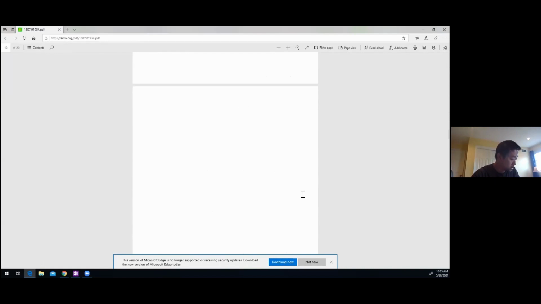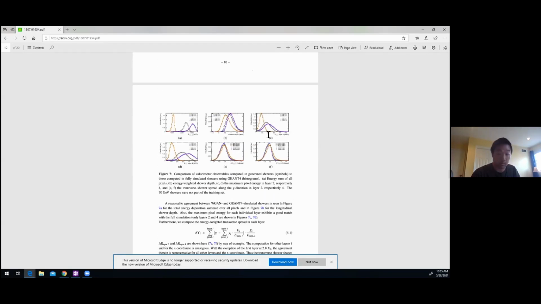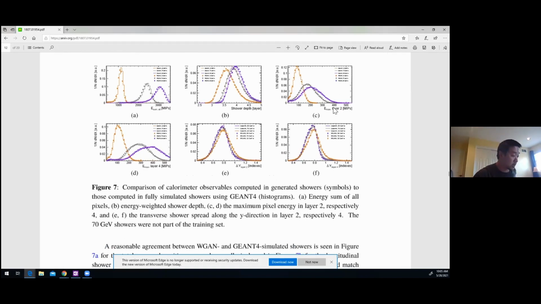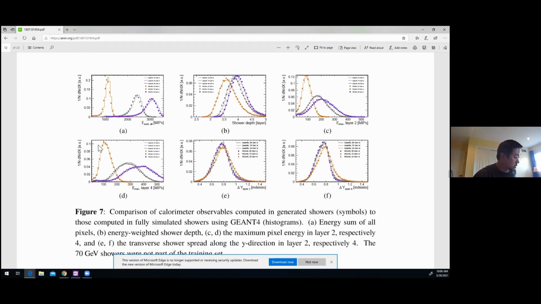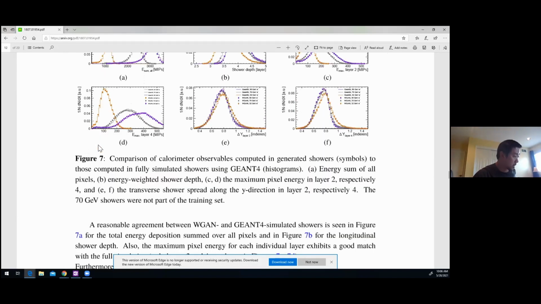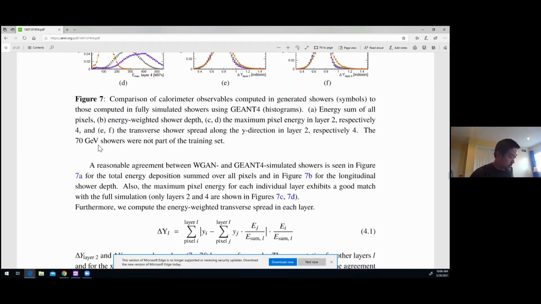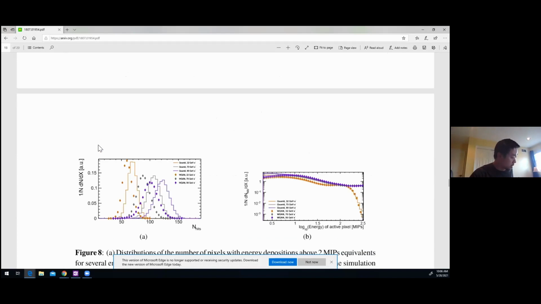I don't know why it's not loading. Yeah, but here, let me zoom in. They don't have as many plots. I wish they had more plots in this paper. They don't have as many plots as the CaloGAN. But you can see that the agreement in these histograms, it's not the same plots either, but anyway, the agreement here is much better. So I think people generally agreed on that.